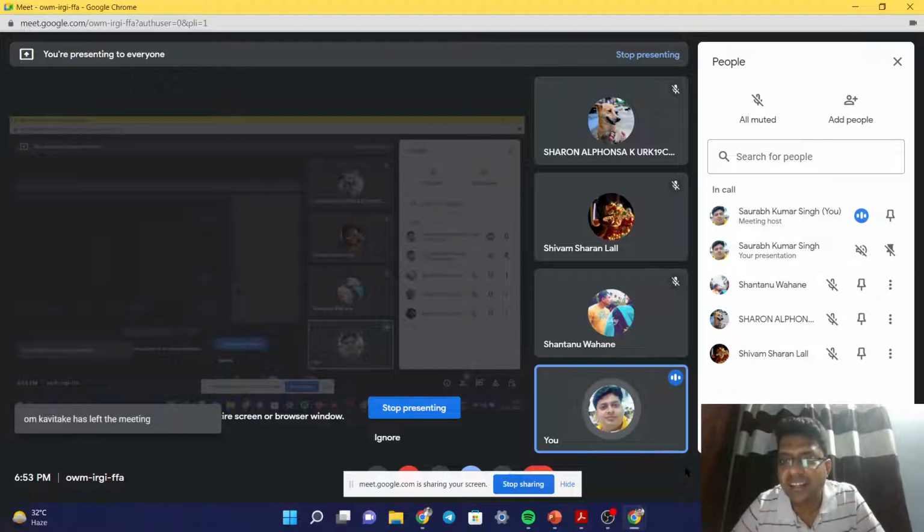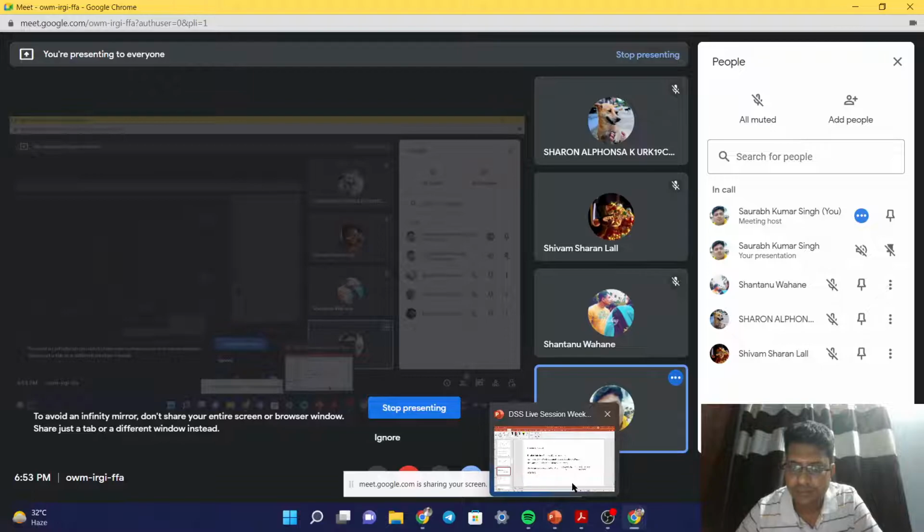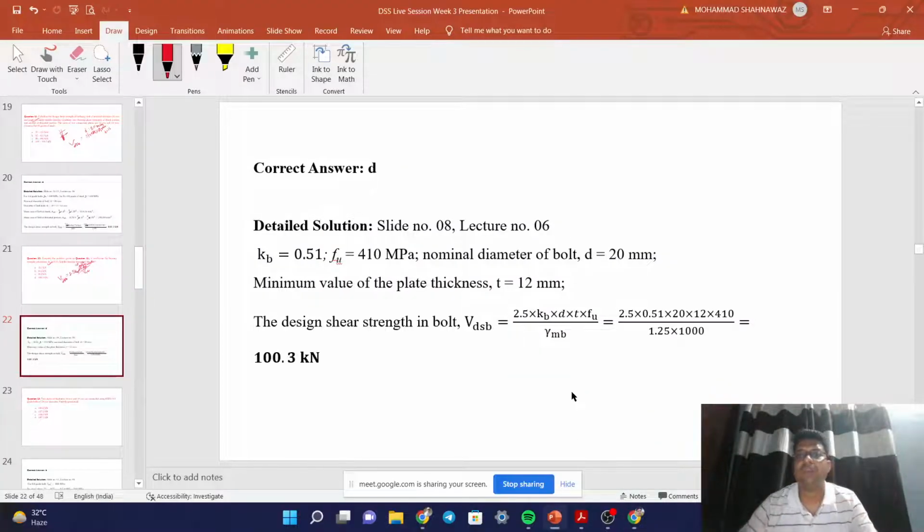Shantanu, can you tell me, for the case of bearing, we are talking about bolts, means we are calculating this bearing for bolts, but we are reporting the value of fu instead of the value fub. Why is that the case? Why are we taking it for the plate and not for the bolt?